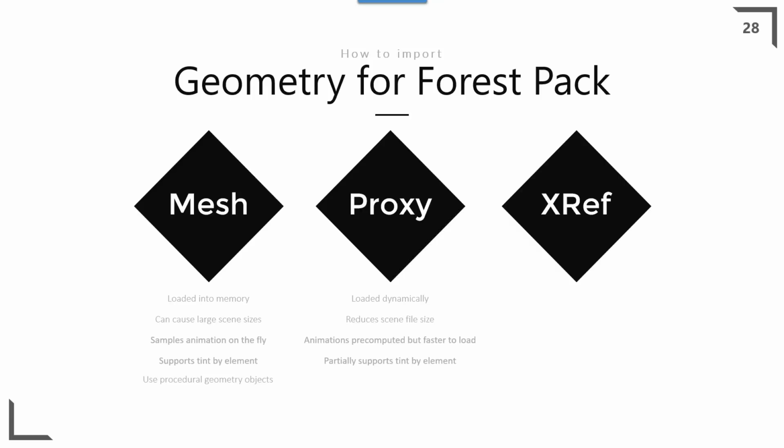But animations are pre-computed, so you have to save out every frame of your animation to a proxy before you use it. On the flip side, they're faster to load. And unfortunately, it only partially supports tint by element. So the lack of that feature is probably the biggest reason why I personally don't use proxies.